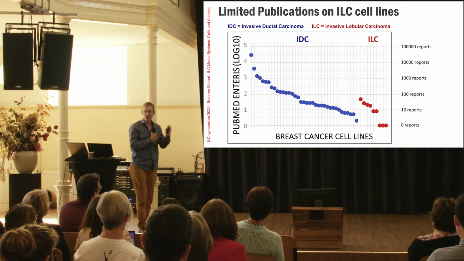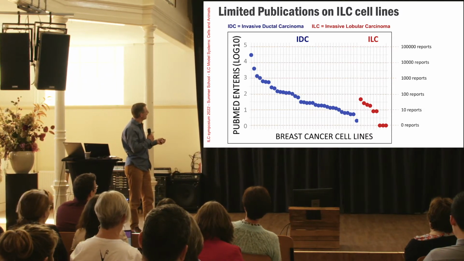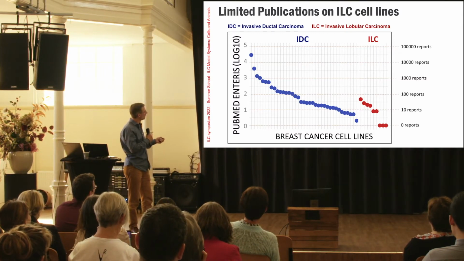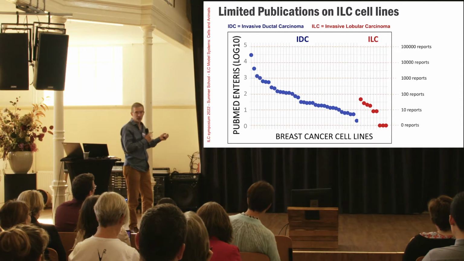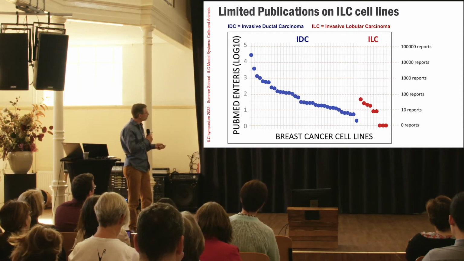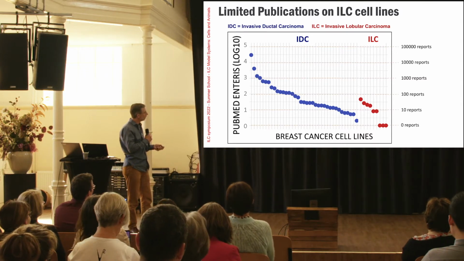This is a challenge when you put two people's talks together, you get different nomenclature. But this is NST here, and then this is ILC. And you can see the number one IDC cell line is MCF7. That has over 30,000 publications now. This is the ILC cell lines. As you see, some of them have no published reports on them and are not publicly available.